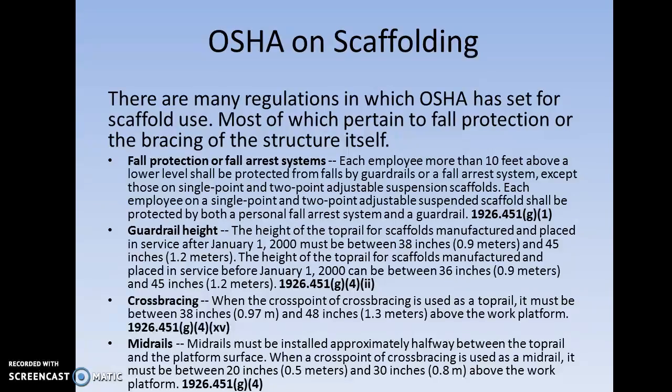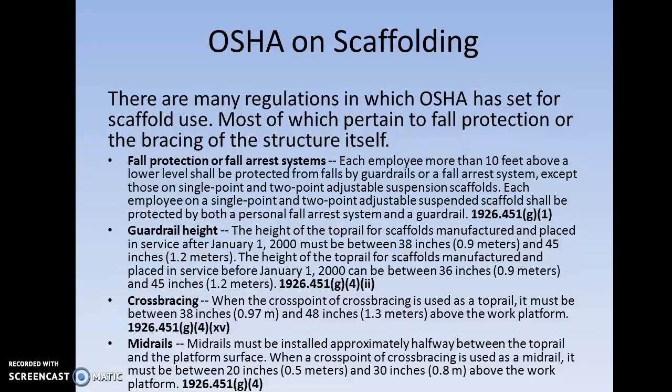Guardrail height. The height of the top rail for scaffolds manufactured and placed in service after January 1st, 2000 must be between 38 inches and 45 inches. The height of the top rail for scaffolds manufactured and placed in service before January 1st, 2000 can be between 36 inches and 45 inches. Cross bracing. When the cross point of a cross bracing is used as a top rail, it must be between 38 inches and 48 inches above the work platform.